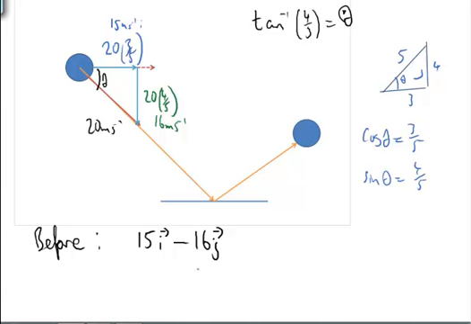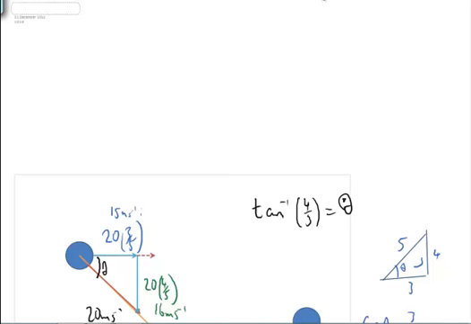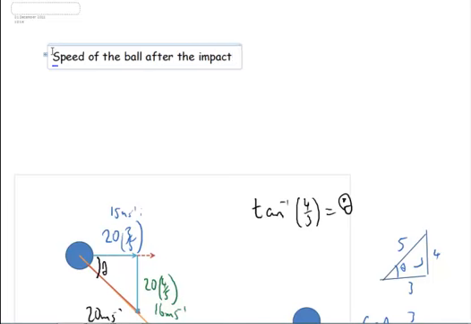Maybe I should specify what we're asked to find here. For this question, what we're looking to find is the speed of the ball after the impact. I might just make a bit of space up here at the top and list the stuff that we're looking for now that the question is set up. So we are looking for the speed of the ball after the impact, and we're also looking for the magnitude of the impulse due to the impact.